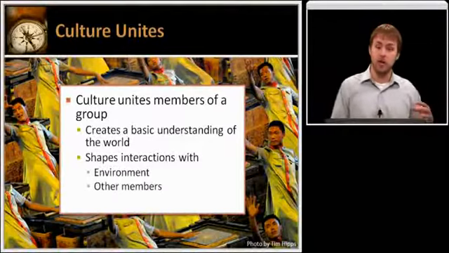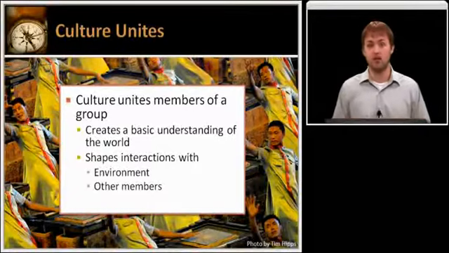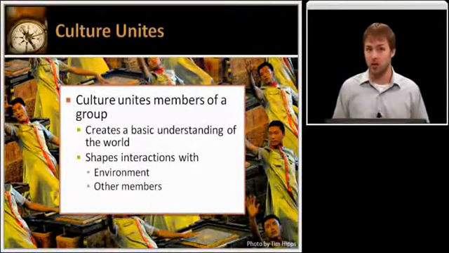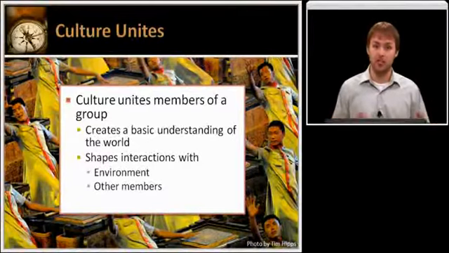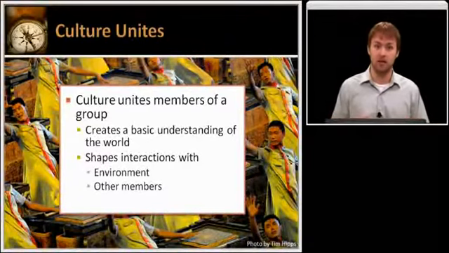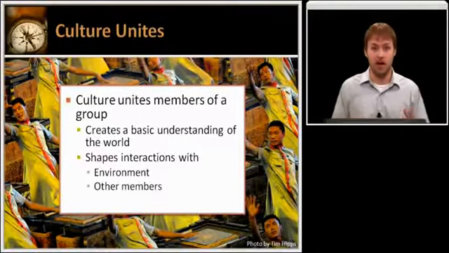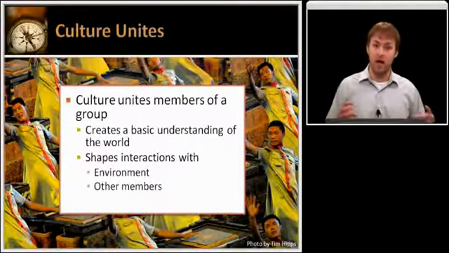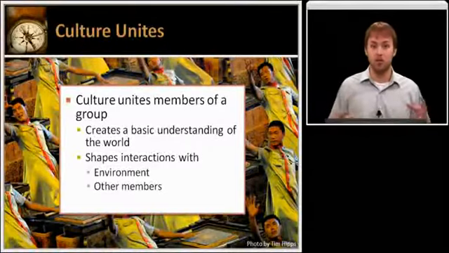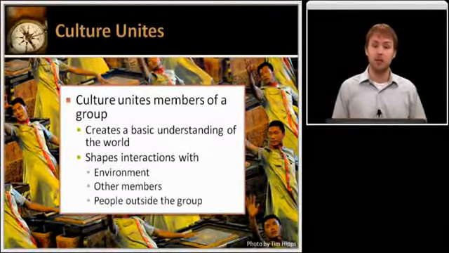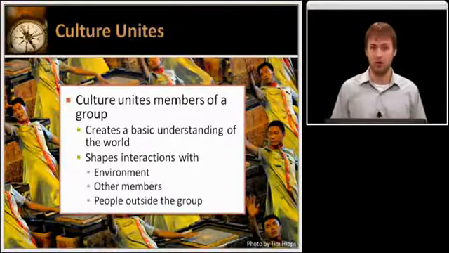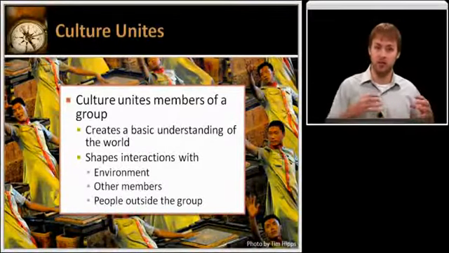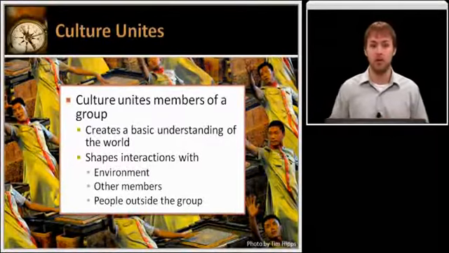Culture also shapes how members of a group interact with each other. For instance, in some cultures, it's unacceptable for unmarried men and women to interact with each other in a social setting. Now, that's a way in which culture shapes how people interact in that culture. It also shapes how people interact with people from outside the culture. How do members of a particular culture group interact with non-members of that culture?